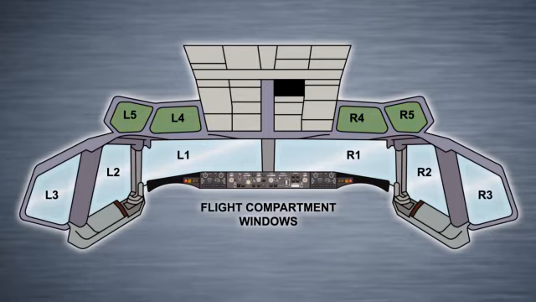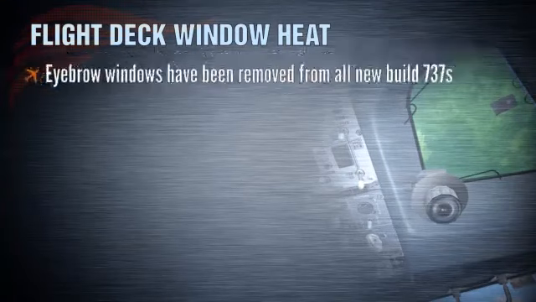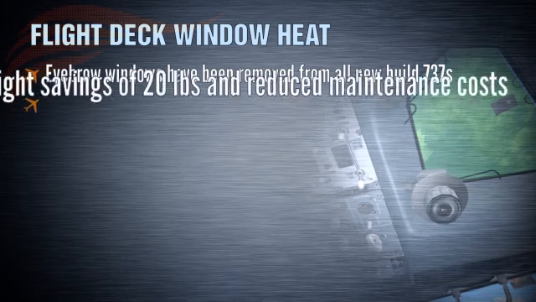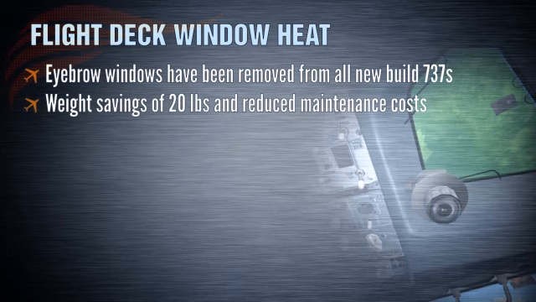Window numbers 4 and 5 are called eyebrow windows and are a holdover from the Boeing 707 days. Eyebrow windows have been removed from new build 737s since early 2005, and many operators have chosen to plug them on older airframes too, including on many originals and classics, and even on some 727s. This saves about 20 pounds of weight and reduces maintenance costs.